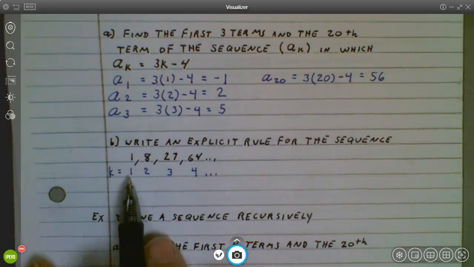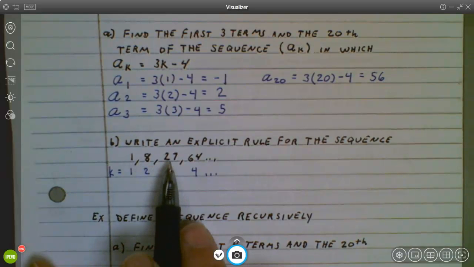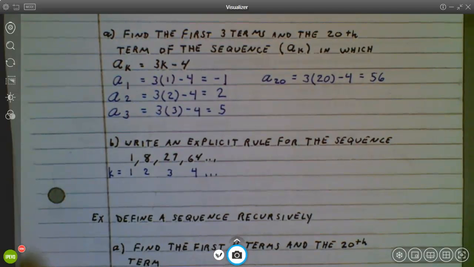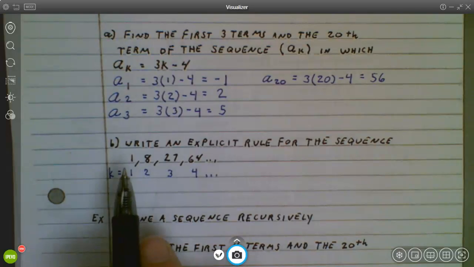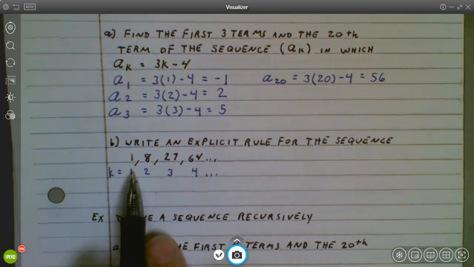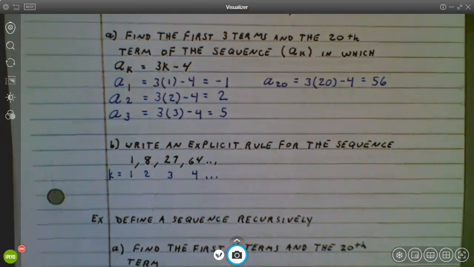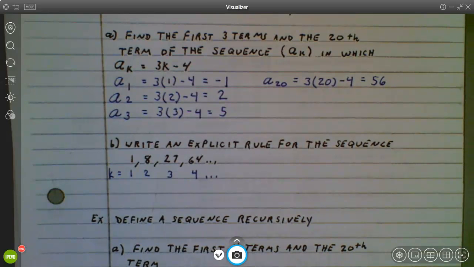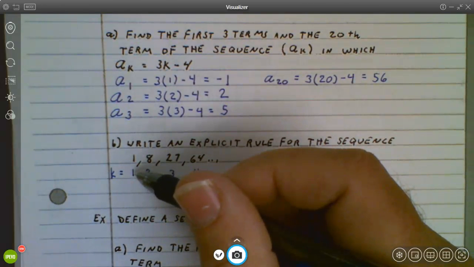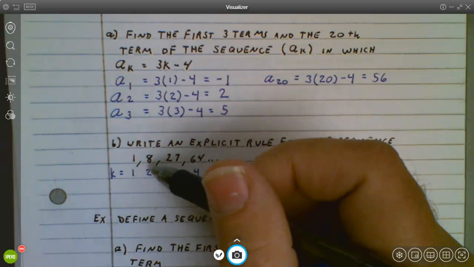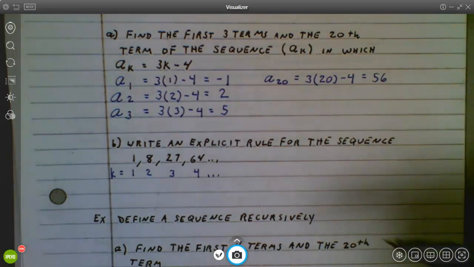So what did I do to 1 to get 1? What did I do to 2 to get 8? What did I do to 3 to get 27? And whatever that answer is, it has to be consistent for all your terms. I can't look at this one and say, well, I multiplied it by 1, because that doesn't work here, right? It's got to be the same answer for all 4 terms. Well, what did we do? Maybe you've already seen the pattern on this. If I raised 1 to the 3rd power, I get 1. 2 to the 3rd power is 8. 3 to the 3rd power is 27. 4 to the 3rd power is 64.